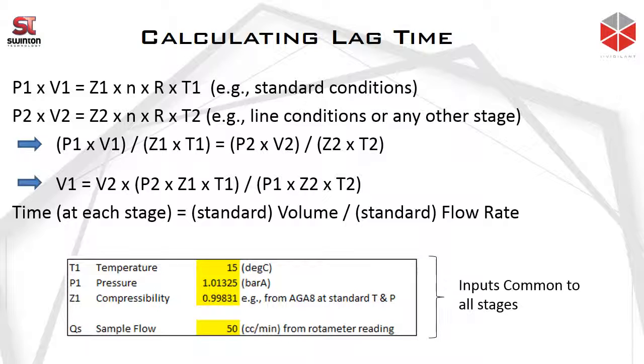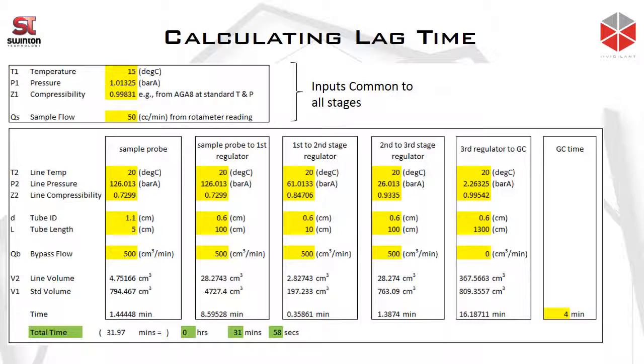There are a few inputs which are common to all stages. So that is the standard temperature, standard pressure, the corresponding compressibility at those standard conditions, which can be calculated, for example, from the AGA8 standard, and then also the sample flow, which is of course common to all stages. I have here an example calculation then which I created in Excel. So we have the inputs which are common to all stages at the top. And then for each stage we have to enter 6 inputs.